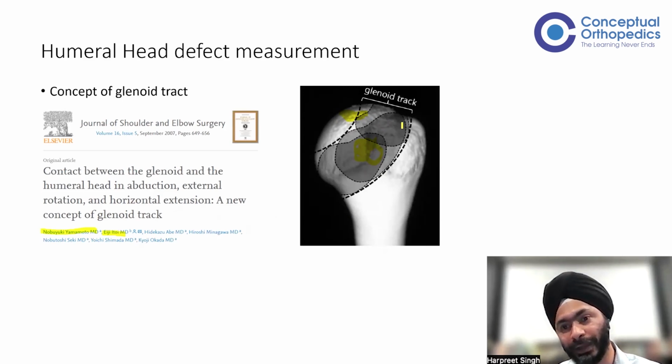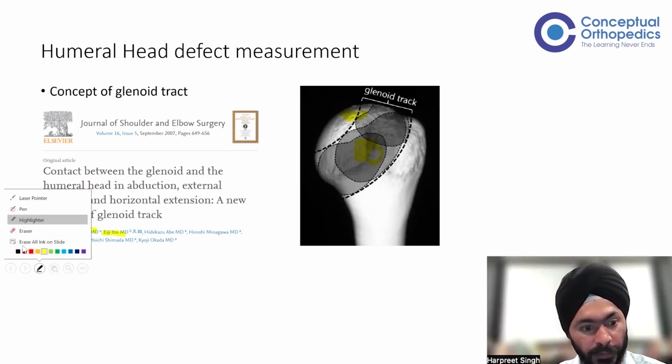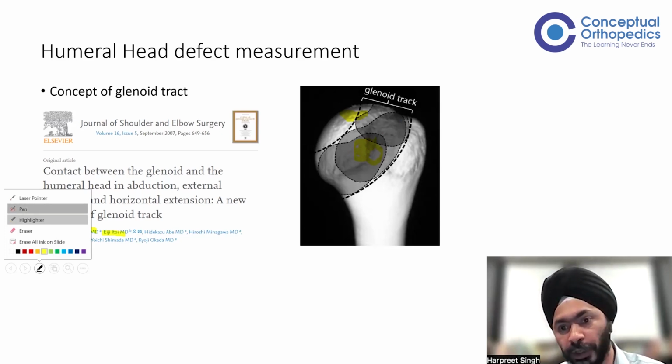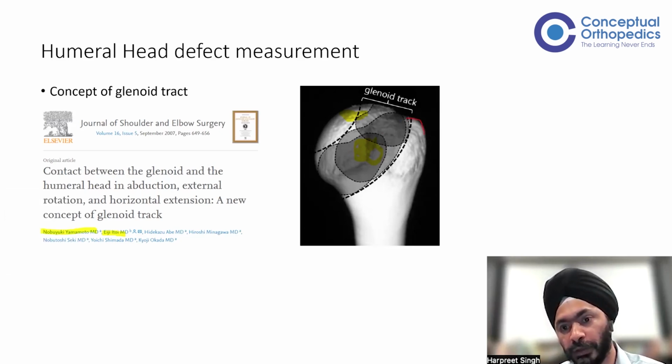We have to understand the glenoid track, or the articulation of glenoid with humeral head, starts from the medial edge of the GT. So if this is my GT, where my cuff attaches, which is my cuff attachment here on the GT.